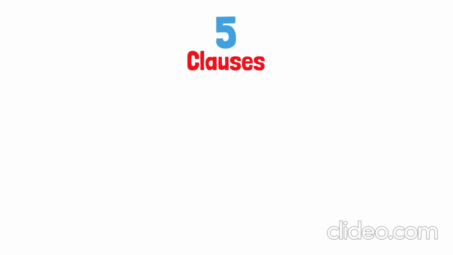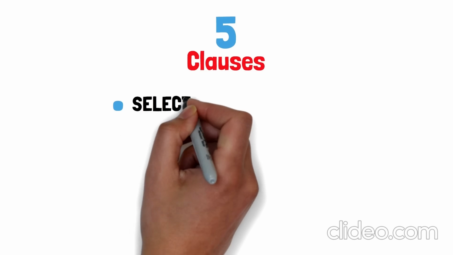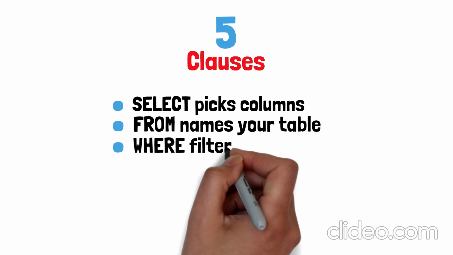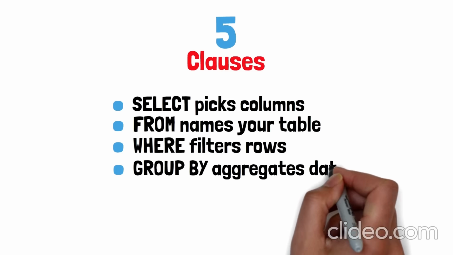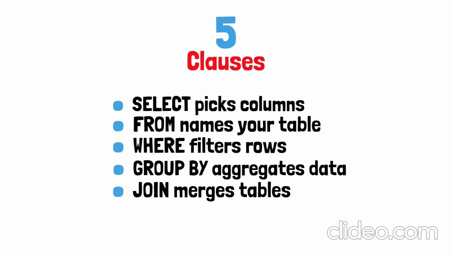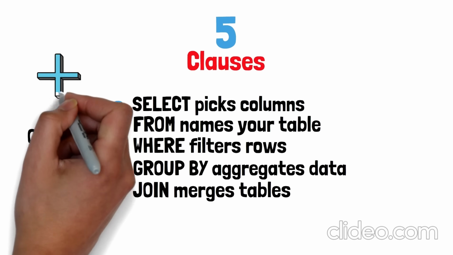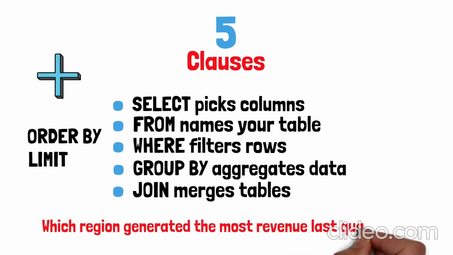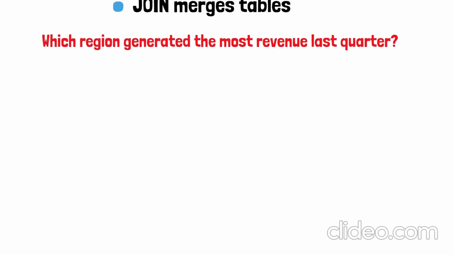5 clauses power nearly every SQL query. Select picks columns. From names your table. Where filters rows. Group by aggregates data. Join merges tables. Plus, refine results with order by and limit to sort and cap output. Combine these, and you can answer, which region generated the most revenue last quarter? In seconds.